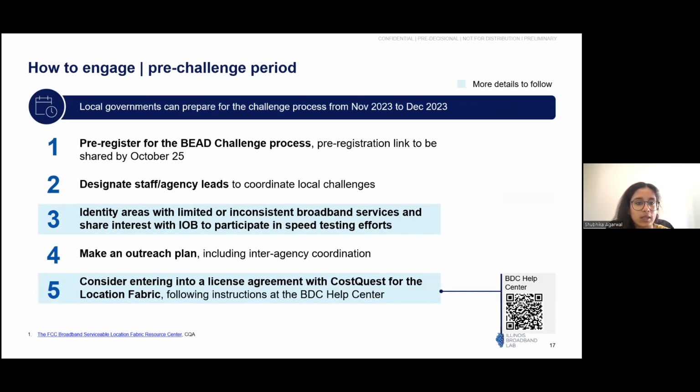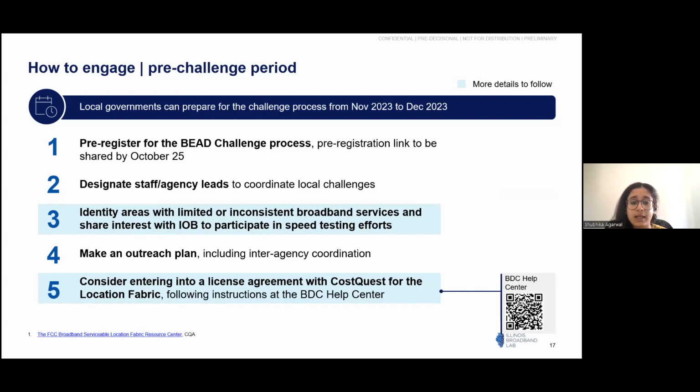In terms of how to engage, what can be done at this point in time? So now would be the time to start thinking about a lot of these things. We'll have a pre-registration process with the BEAD Challenge portal that we're developing. We were anticipating sharing the pre-registration links by October 25th, which is tomorrow. If there are delays, we will keep you posted. Subscribing to our newsletter would be one avenue to have the most updated information. Another thing that can be done is designating staff and agency leads to coordinate some of these efforts in your communities if you're interested in participating, just trying to build that capacity at this point in time.